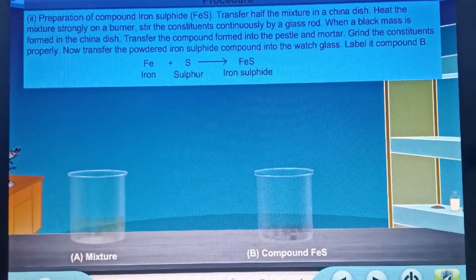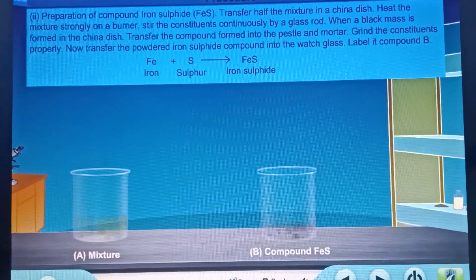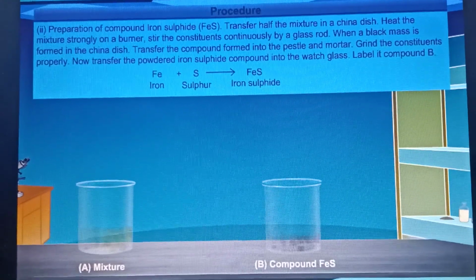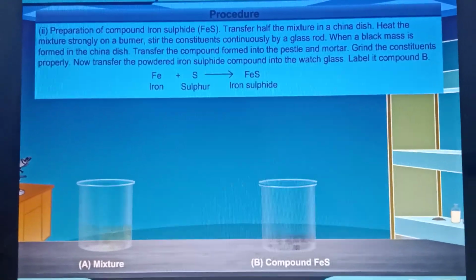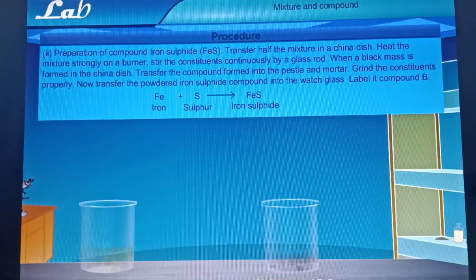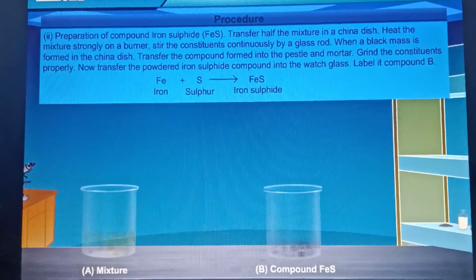Grind the constituents properly. Now, transfer the powdered iron sulfide compound into the watch glass. Label it compound B. Iron plus sulfur on heating gives iron sulfide.